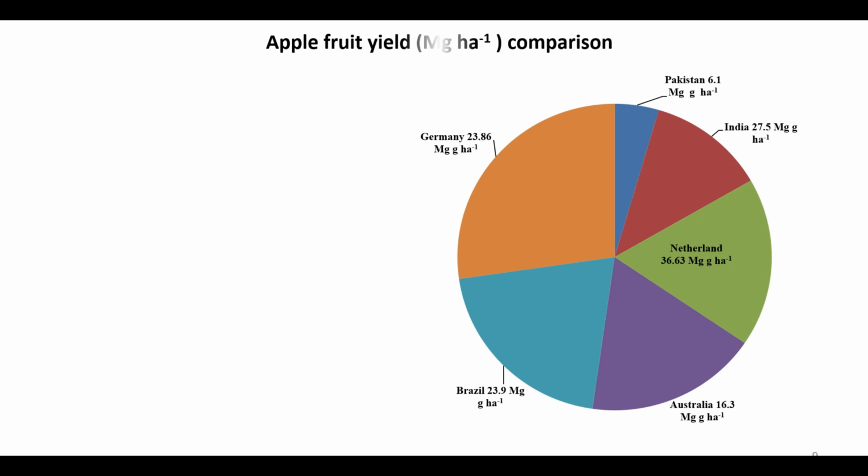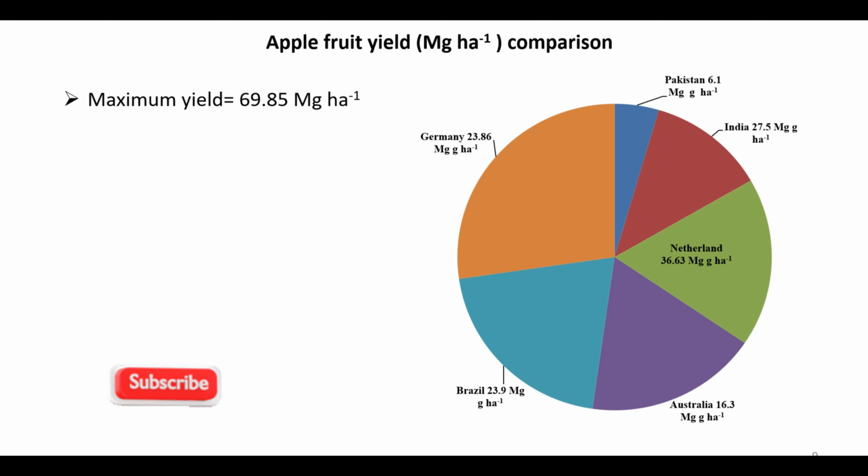If we compare the average yield of Pakistan with different apple producing countries, it is around 4 times lower than India and 6 times less than Netherlands and around 3 times less than Australia and similarly 4 times less than Brazil and Germany, which are major other apple producing countries in the world.